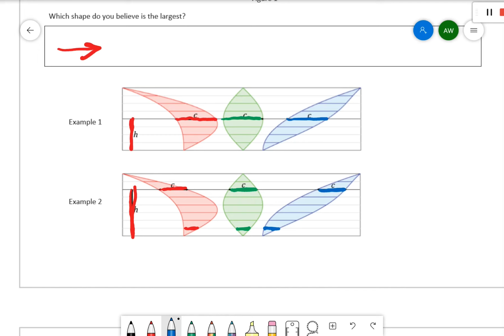So does that change your mind at all about which shape you believe is the largest, the red one, the green one, or the blue one, if they're always the same width? I'd like you to think about that. And if you would like to go up and change your answer or add something to your answer, you can go ahead and do that now.